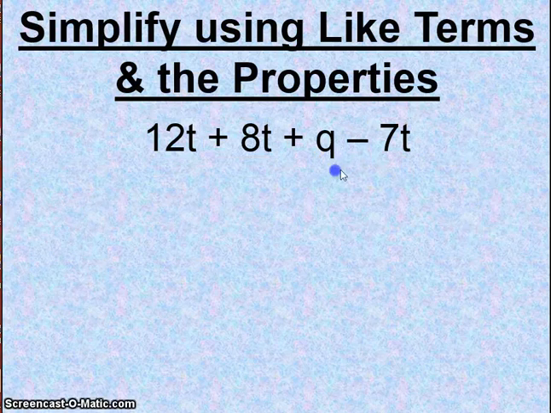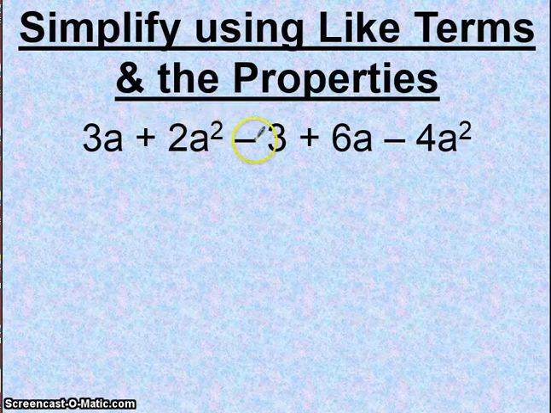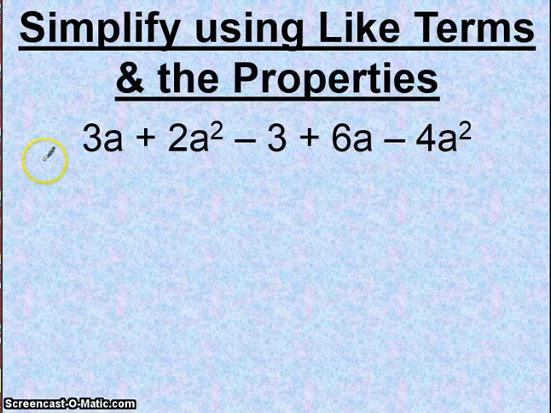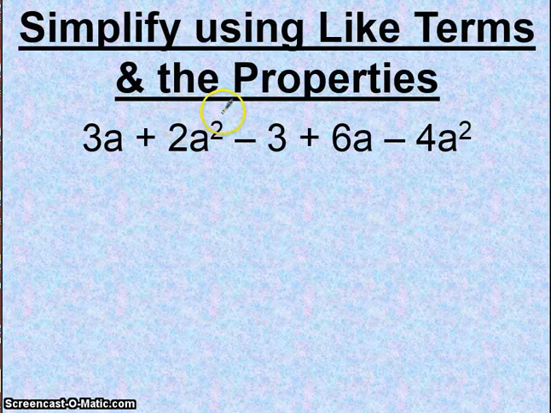Side note. Alright, let's look at another example. First step, identify your like terms. We have 3a plus 2a squared minus 3 plus 6a minus 4a squared. I like to start at the beginning. Some people also like to start with the highest exponent, and that's fine too. Let's do that in this problem, just to show you a different way.